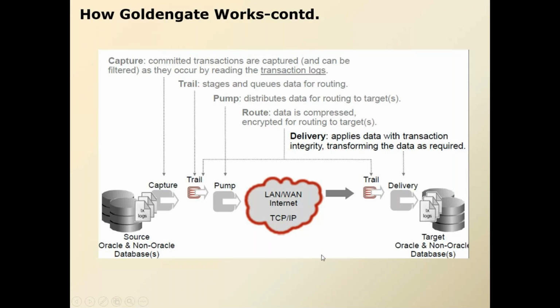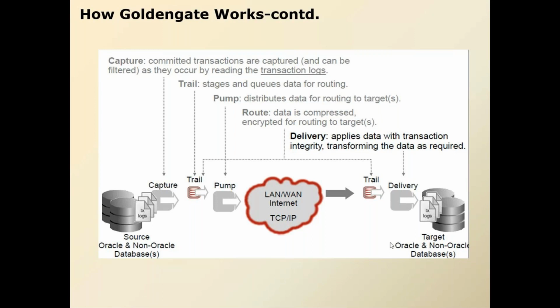The pump process does not send the trail file over the TCP/IP network. However, it sends the data written into the local trail file to the remote trail file. One more thing you have to keep in mind, this is a really very important point to note: each process in GoldenGate has a source to read from and a target to write to.